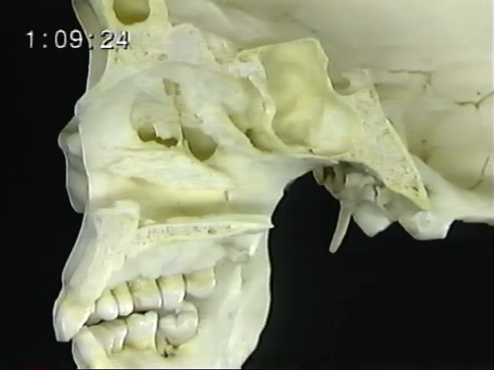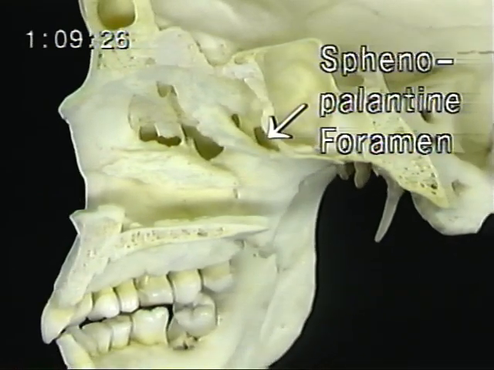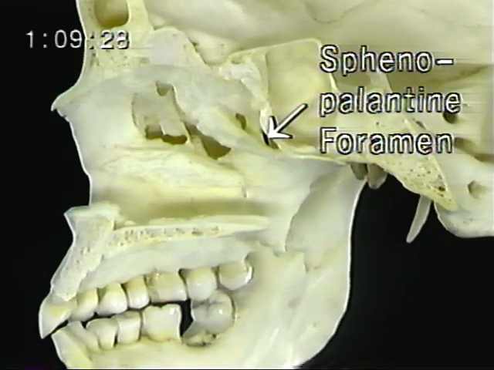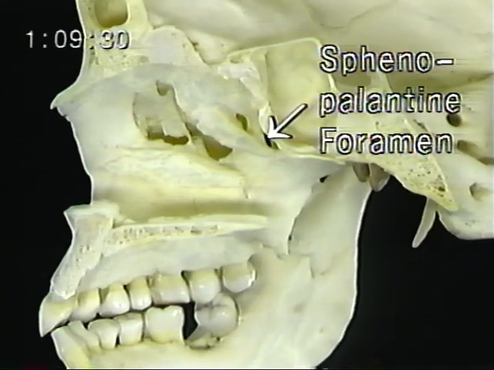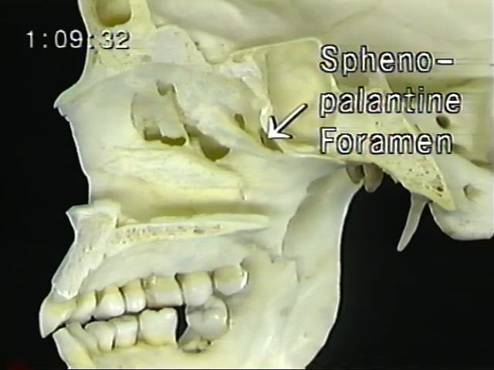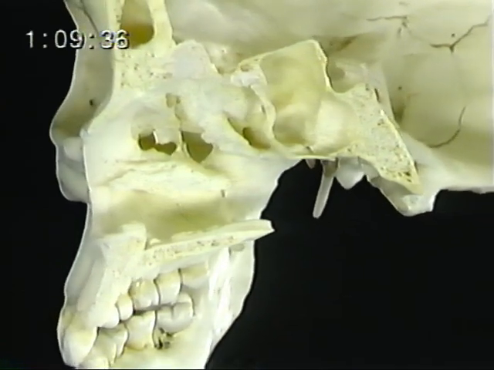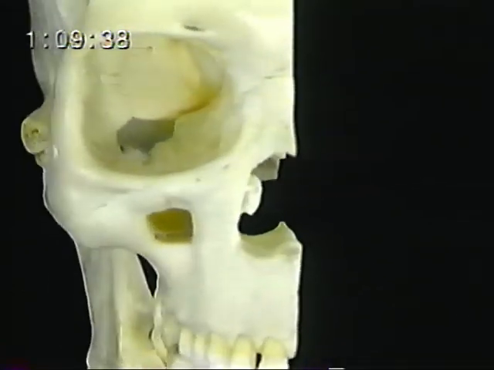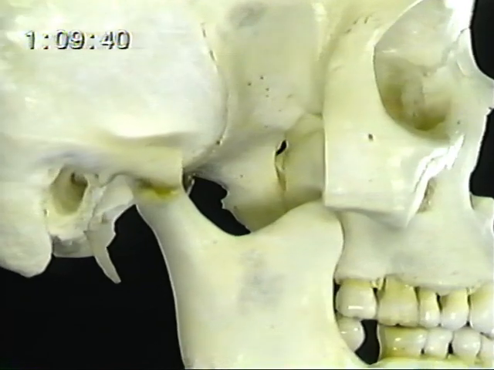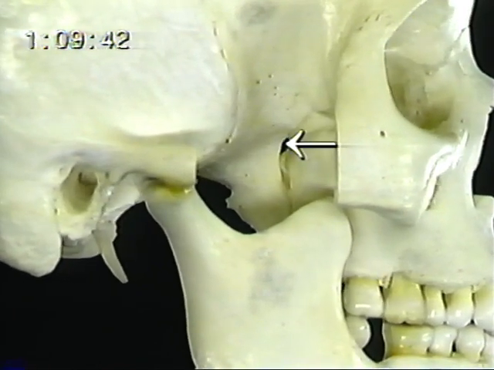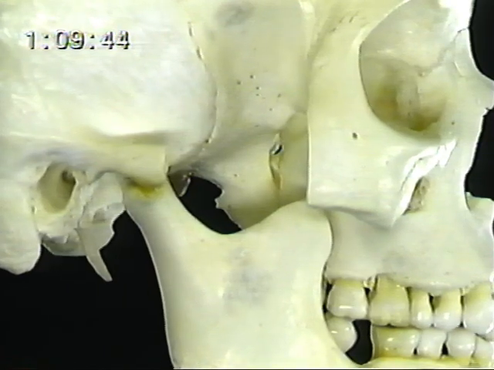The last opening to look at, the sphenopalatine foramen, is the inner end of a short tunnel for blood vessels and nerves to the nose and palate. On the inside, it opens near the back of the superior meatus. We'll go all the way round to the outside to see the other end of the sphenopalatine foramen, which is here, in the depths of the pterygomaxillary fissure.